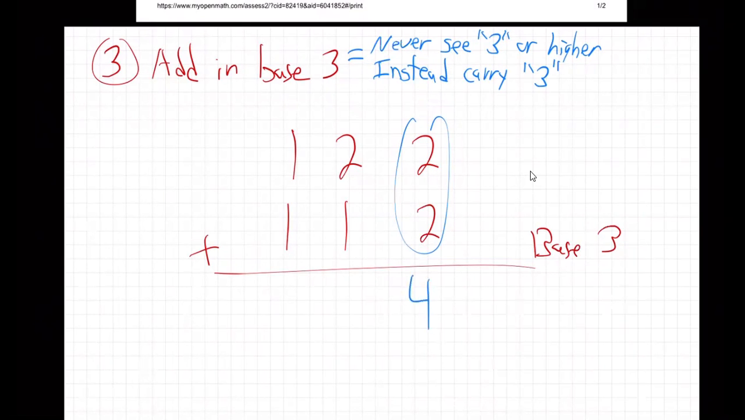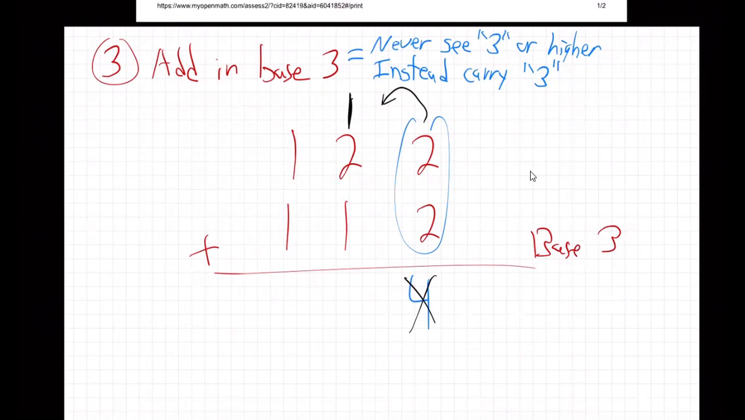Now we can't have that 4, can we? Because what it says right here, you're never going to see a 3 or higher. So I can't have that. Can't do it. So what am I going to do? I'm going to cross that out, and I'm going to carry 1 to the next column. Good? Carry 1 to the next column.